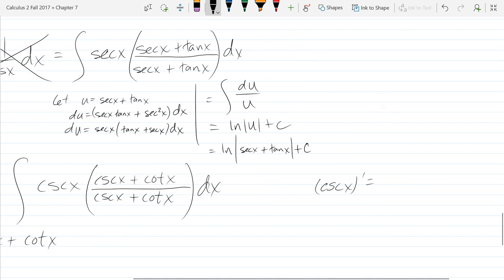All right, so the derivative of cosecant is negative cosecant cotangent. They're really similar to the secant and tangent derivatives, but they just basically get negatives. The derivative of cotangent is negative cosecant squared x.